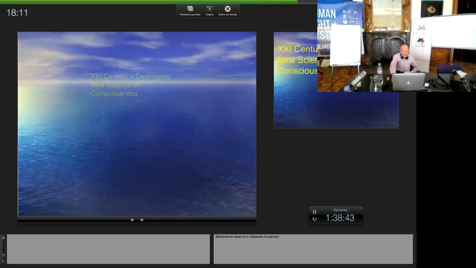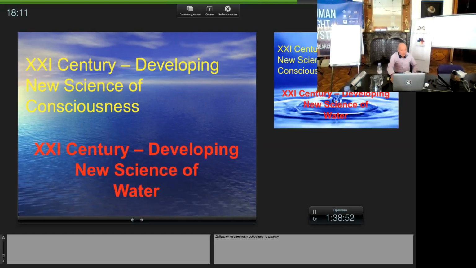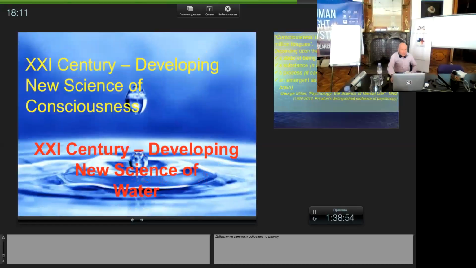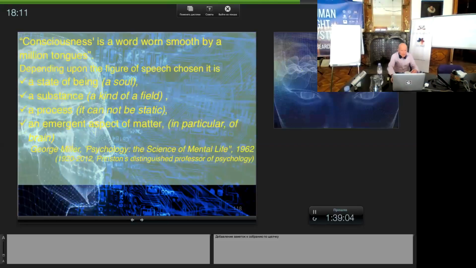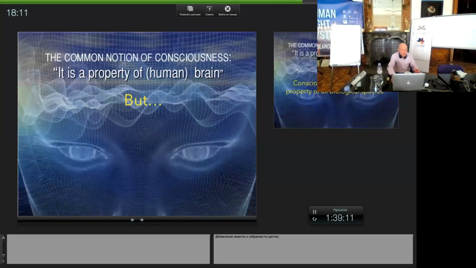So the idea is that in the 21st century, we are developing a new science of consciousness, and we are developing a new science of water. So it is in parallel. And consciousness is a very complicated topic. Still we don't have a clear definition of consciousness. We don't have a clear understanding of consciousness, but the common notion is that it is a property of the human brain.